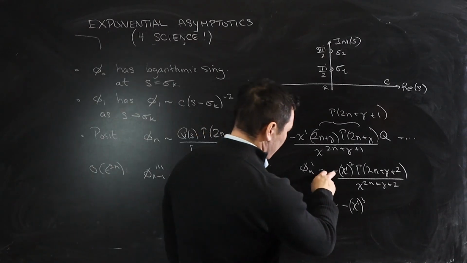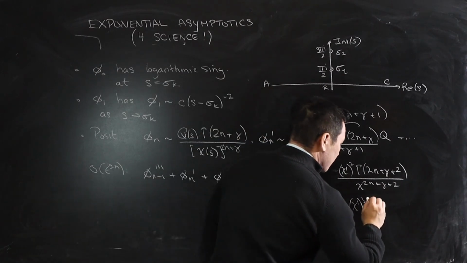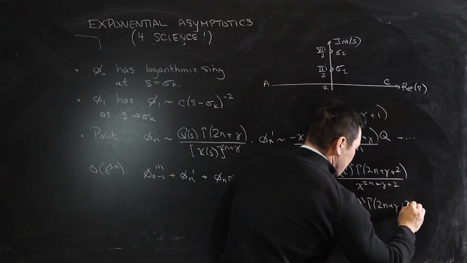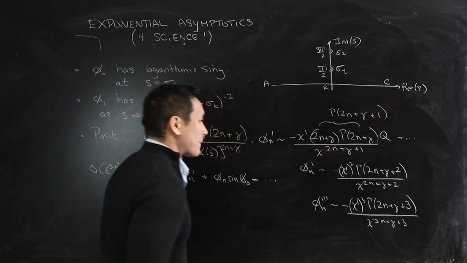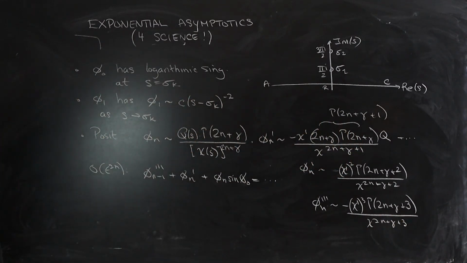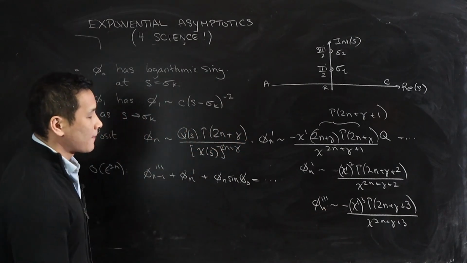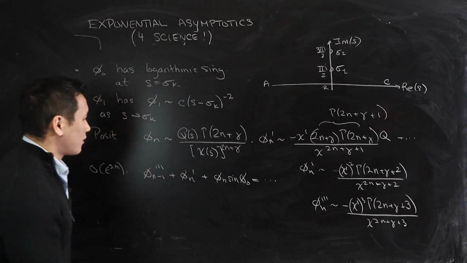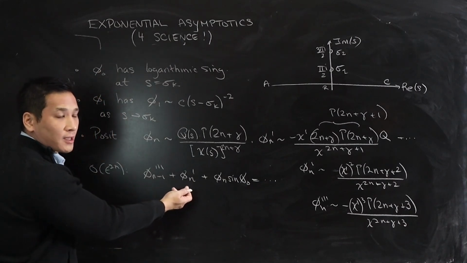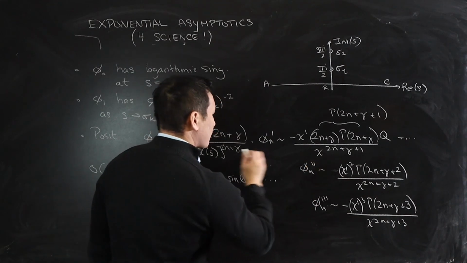And I think my signs here should be swapped. That should be a positive sign. That should be a negative sign here. This is gamma function of 2n plus gamma plus 3 over chi to the 2n plus gamma plus 3. And then you can see that if I then substitute in an index of minus 1 here, this will then be 2n minus 2 plus gamma plus 3, so it will be 2n plus gamma plus 1. And then that will match the index for this phi n prime, which will be from here.